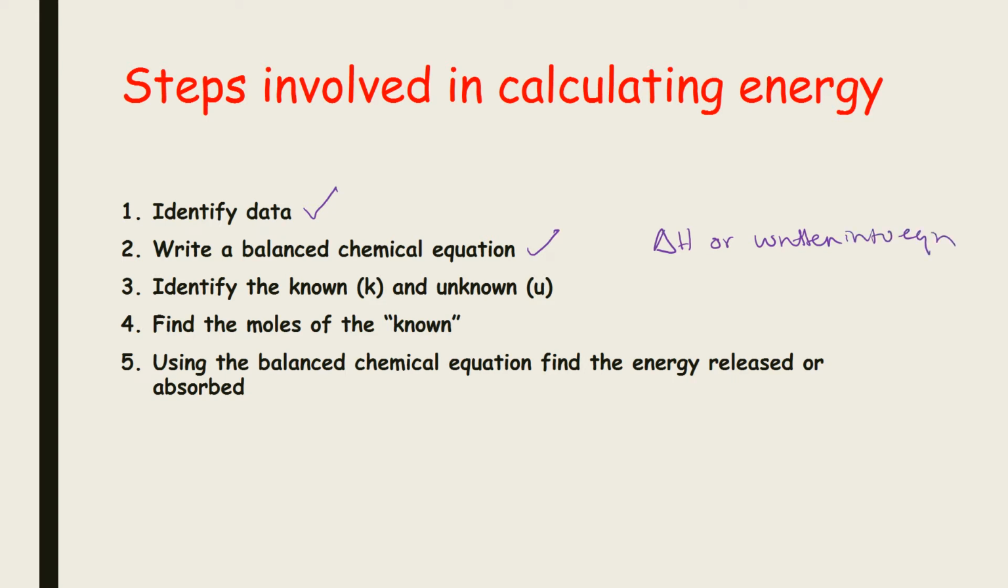Now in this case, the known will be what you know. It could be energy, or it could be a mass or a volume. And the unknown can either be the energy or a mass or a volume. Depends on what the question is asking. If the question gives you a mass known or a volume, then you use the mole calculation to find it. And then we use our balanced chemical equation to find the energy released or absorbed.